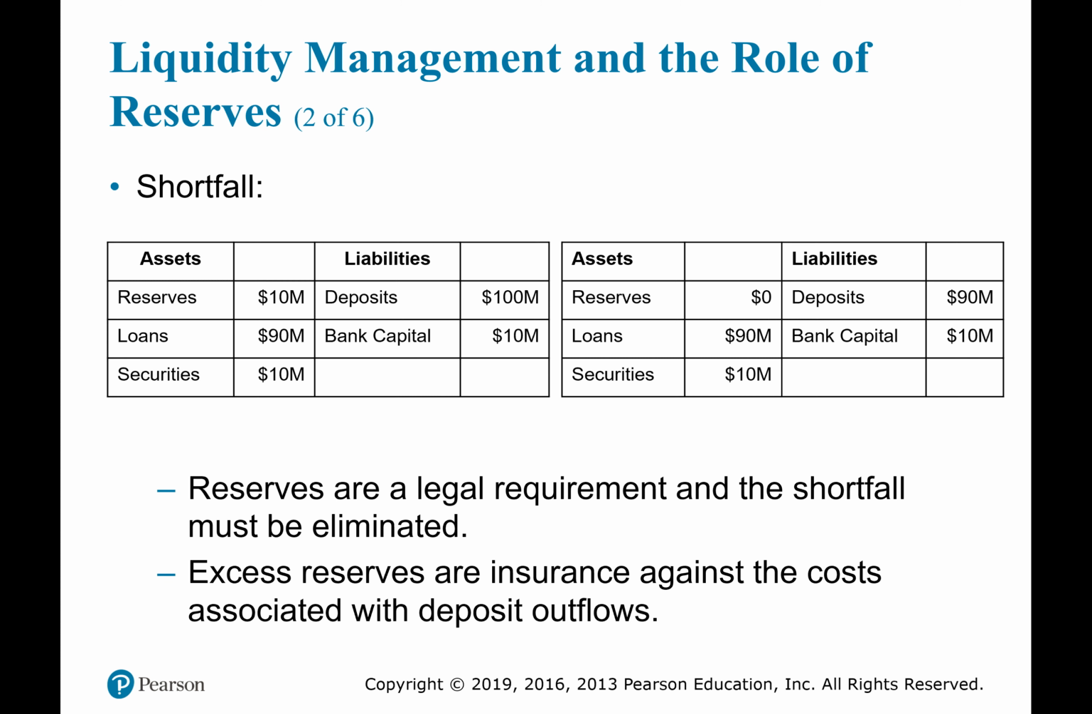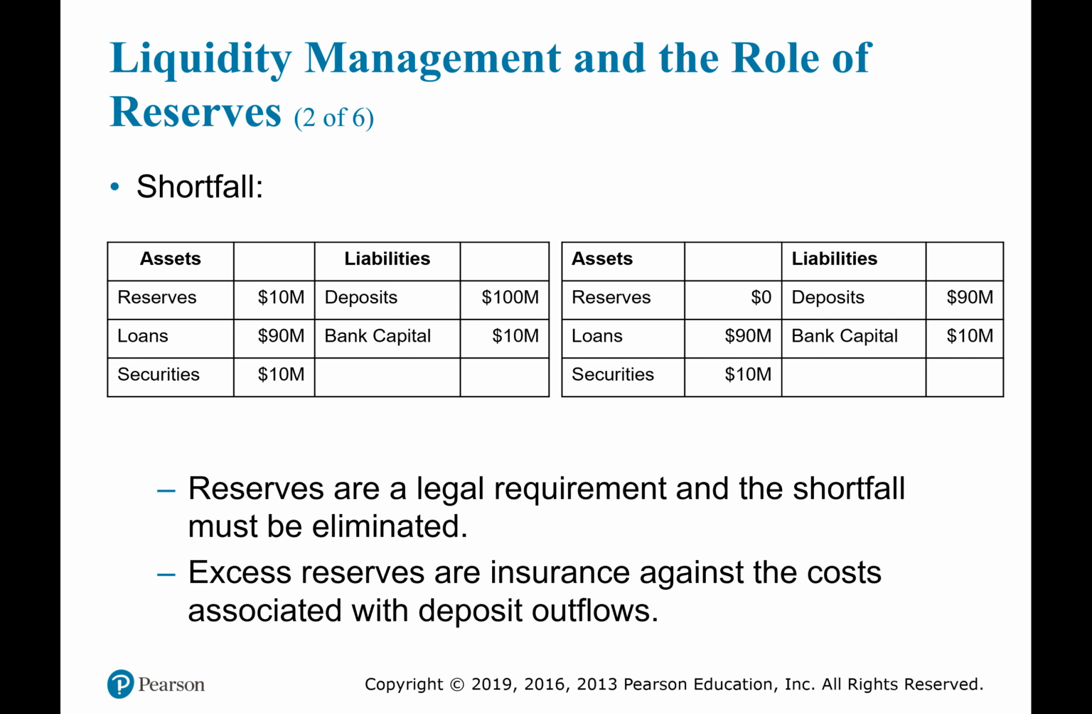So if someone comes and takes out 10 million, then this bank will be in real trouble because it has no reserves. On the left-hand side, it was a little under in terms of its reserve requirements. It should have had something like 11.1 million to be 10%.